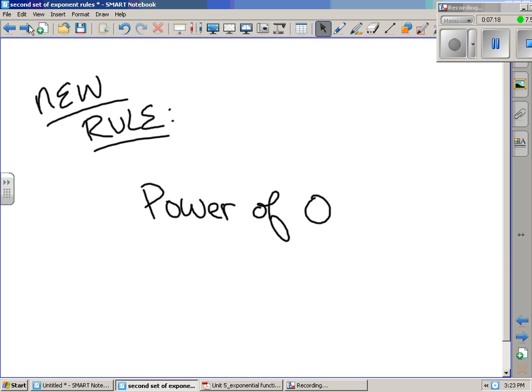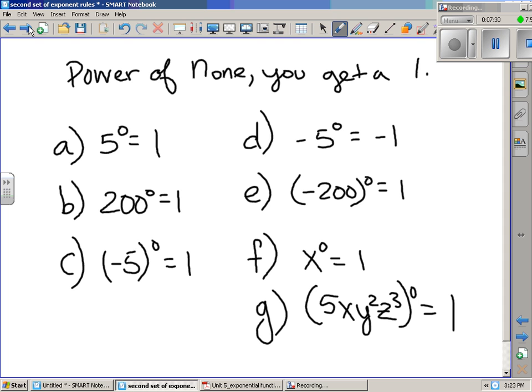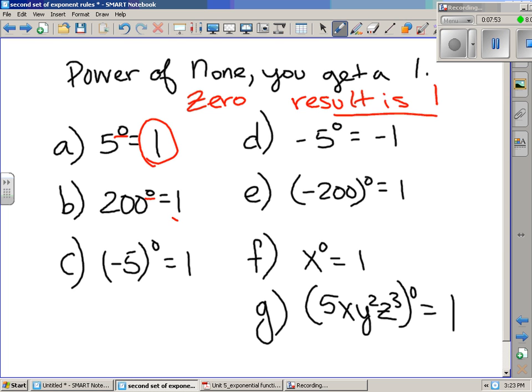Now we're going to do a new rule, and this really isn't that new because we've looked at some examples, but we're going to talk about it and show you what the wrap is going to look like, the next part of the wrap. So the next part of the wrap is power of none, you get a 1. Power of none, that's like power of 0. If you have a power of 0, then the result is 1. So that's what that part of the wrap means. Again, power of none, you get a 1. It doesn't matter what that base is.